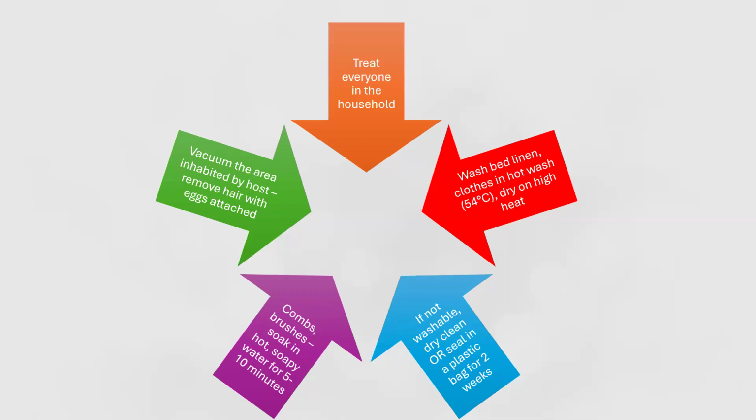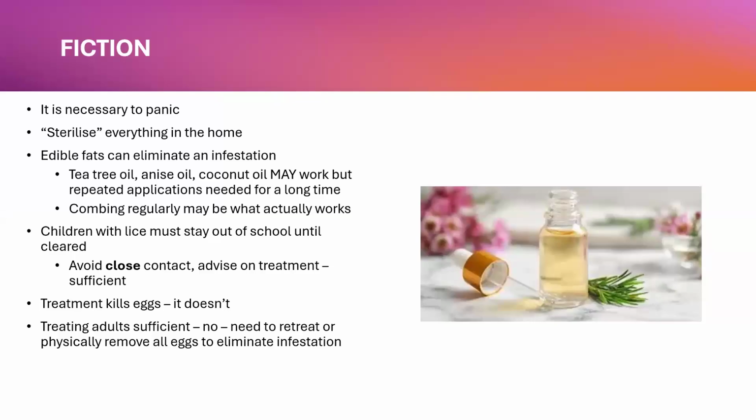If you have items that are not washable, dry cleaning is effective, or you can just seal the items in a plastic bag for 2 weeks, forget about it, and then use them again. Combs and brushes should be soaked in hot soapy water for 5 to 10 minutes, and vacuum the area inhabited by the host. You're probably not going to find many eggs lying alone or lice, but possibly hairs with eggs attached, so you can vacuum that area.